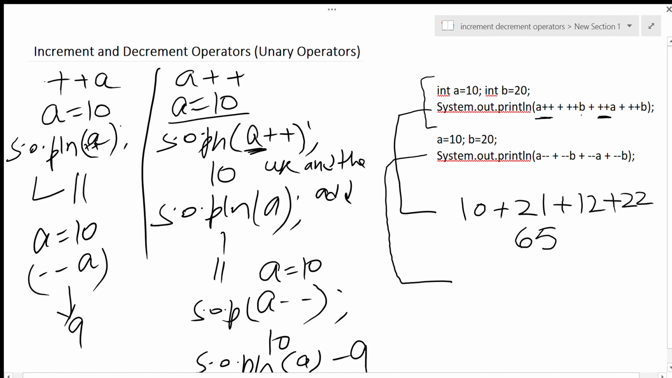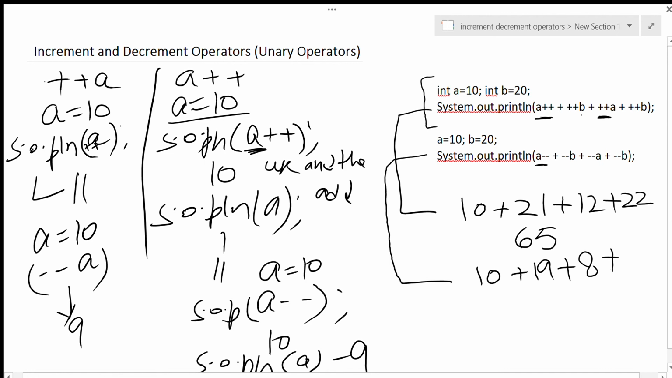If you look at it once again here, A minus minus, what is the value of A? 10. Which means use and then subtract 1. So we've used it once. Next time when we use A, 1 will be subtracted. Minus minus B means subtract and use, so it is 19, plus, we subtracted 1 already, we have to subtract 1 more, so that becomes 8.